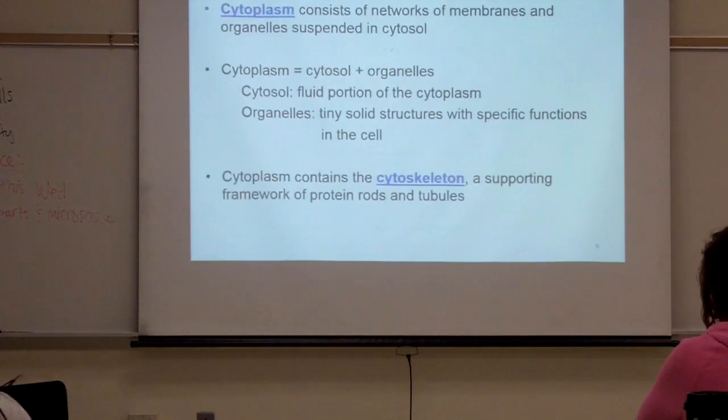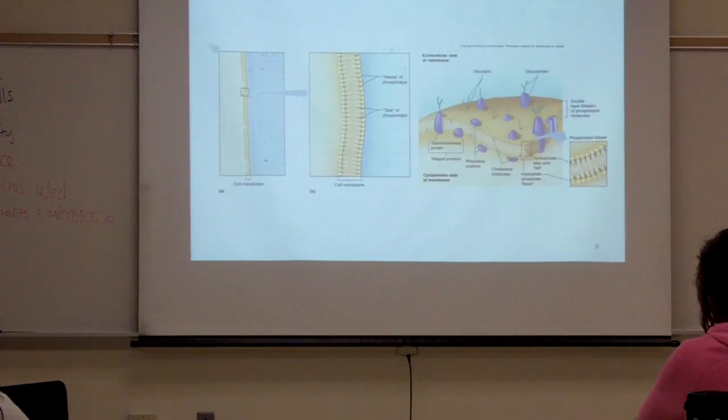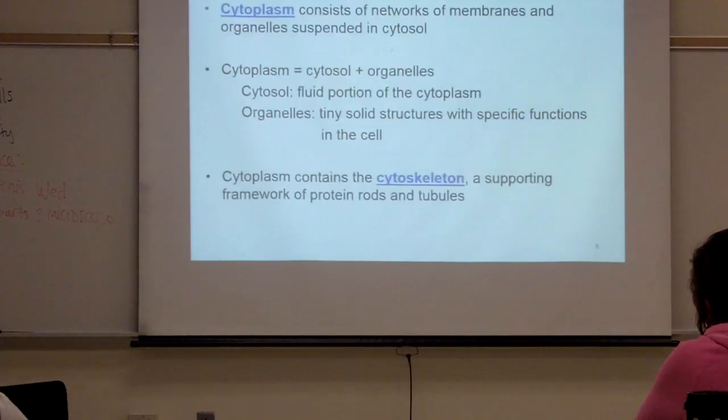Okay. Cytoplasm, fluid, there's stuff in it. We call those organelles. They're little tiny structures with specific jobs. So we're going to talk about every organelle in detail in our little activity. The cytoplasm contains the cytoskeleton, which is a support framework of protein rods. If you look at a building being built, you see all the truss rods and 2x4s and all that stuff that makes up the solid framework of the building. That would be the cytoskeleton in the cell.